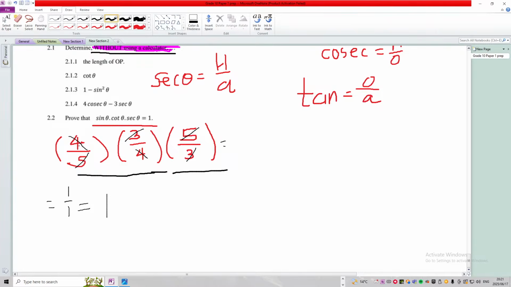Or you could have said 4 times 3 times 5, that is 60, over 5 times 4 times 3, which is 60. 60 over 60 is equal to 1.